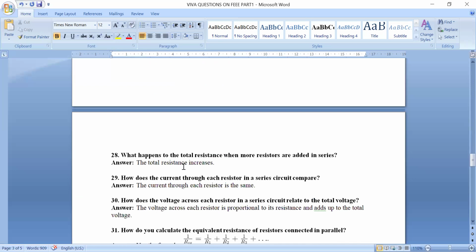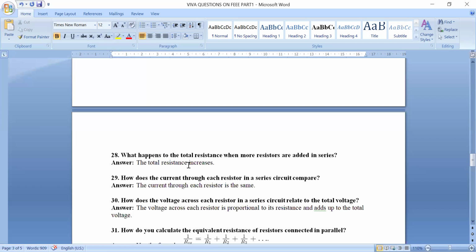What happens to the total resistance when more resistors are added in series? If you go on connecting more resistors in series, what happens to the total resistance? Definitely the total resistance increases, because we know that R equivalent is R1 plus R2 plus R3 plus R4 and so on.